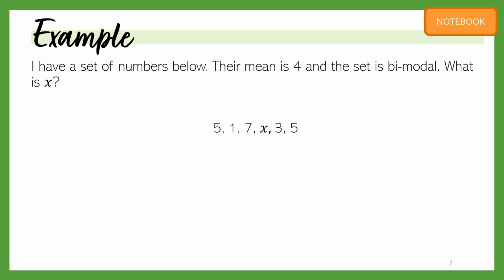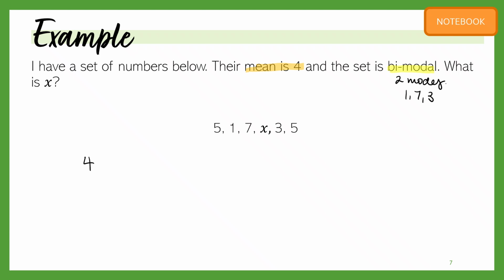Now the last example I would like to walk you through today just involves a little bit of algebra. Okay, so I'm trying to find the missing number x here, and I've been told that their mean is 4. Okay, the other piece of information that we've been given is that this set is bimodal. Okay, so what that means is I have 2 modes, which tells me that one of these numbers needs to be 1, 7, or 3, right? Because if it's 5, that actually stops the set from being bimodal.